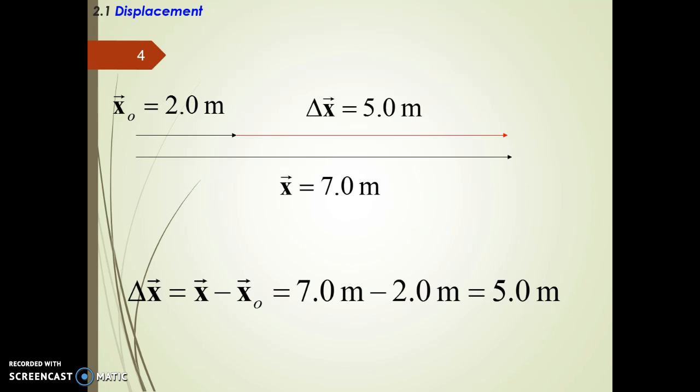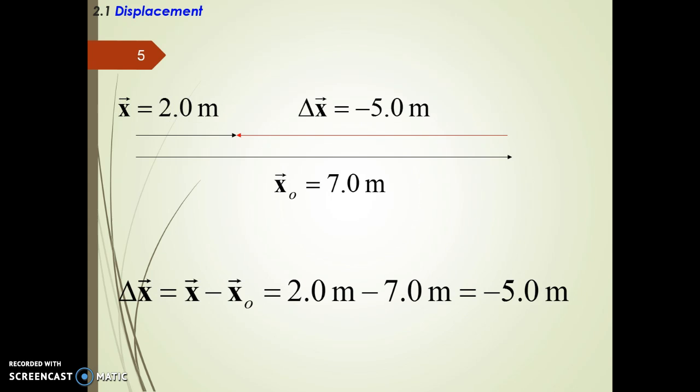So keep in mind, with displacement we need to pay attention to its sign. You can have positive displacement or negative displacement, as we'll talk about in more detail next chapter when we begin our discussion of vectors. In this case, if we have an initial position of 2 meters and a final position of 7 meters, then our displacement was 5 meters in the positive direction.